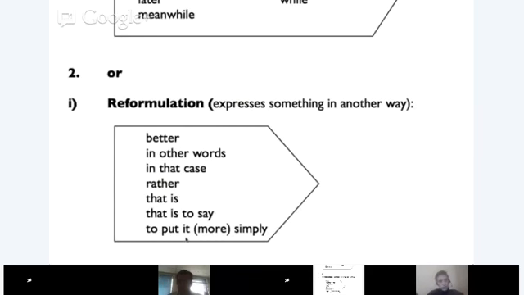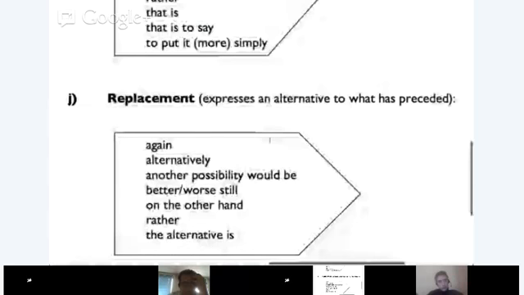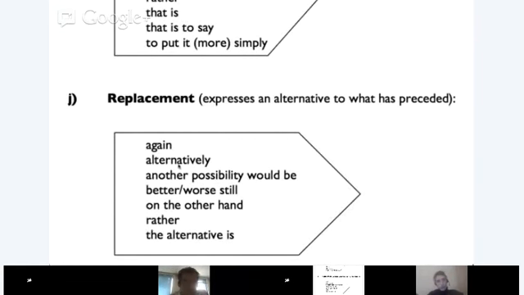I know "to put it more simply" is not that often used, but it is another way to say "or." Replacement expresses an alternative to what has preceded. Everybody knows what this word means, right? Preceded? Can somebody explain it to me just really quickly? Previous. Exactly, previous. Express an alternative to what has preceded. So what has previously been said, these words allow you to express an alternative, another view on what you have already said. The easiest way to say that is "alternatively." Another possibility would be "better still," "worse still."